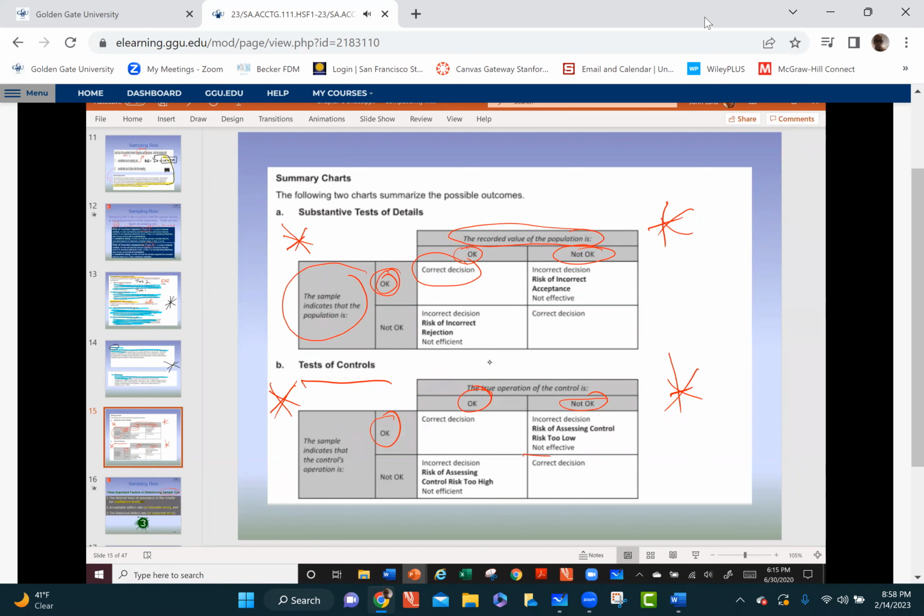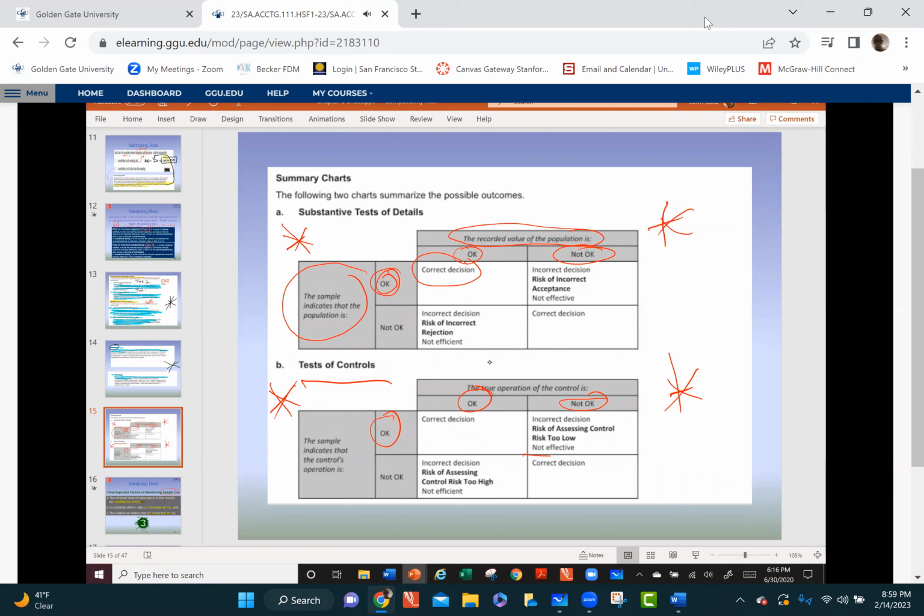Sample indicates the population is not okay when it is okay. That's the risk of assessing control risk too high. Our audit is not going to be efficient. Did I say efficient before for the other one? Risk of assessing control risk too low, the audit is not effective. Risk of assessing control risk too high, the audit is not going to be efficient. Okay, go up to the substantive testing.